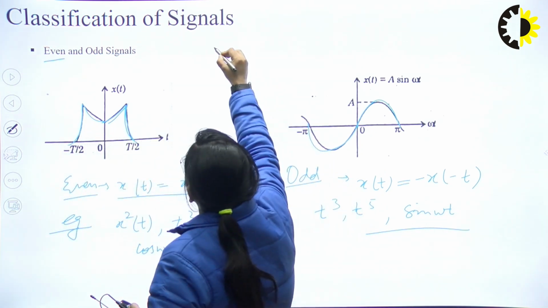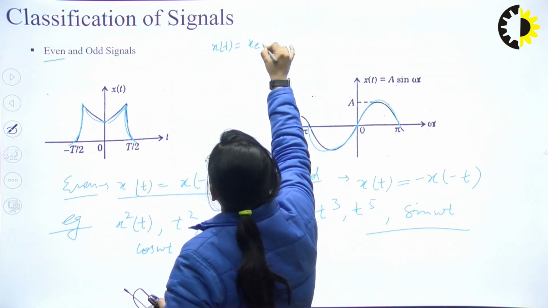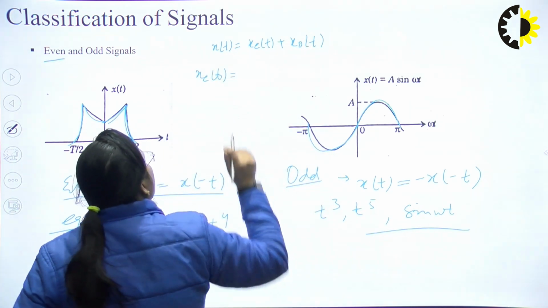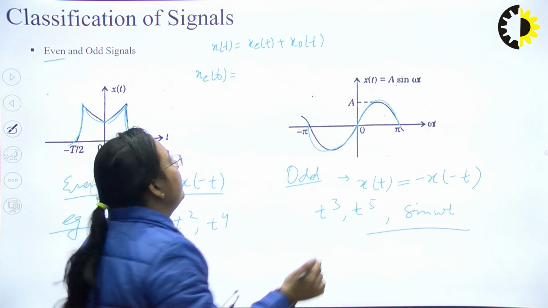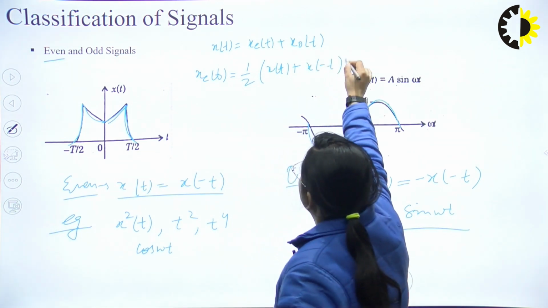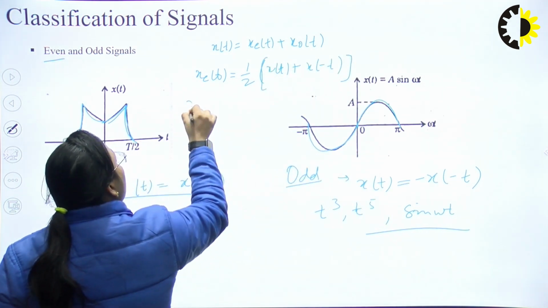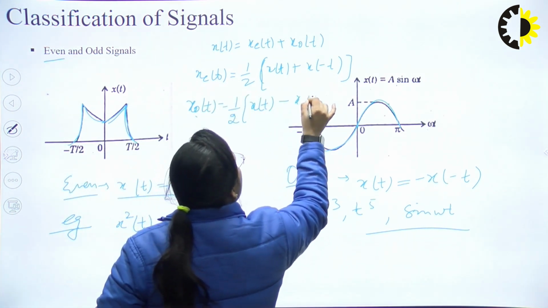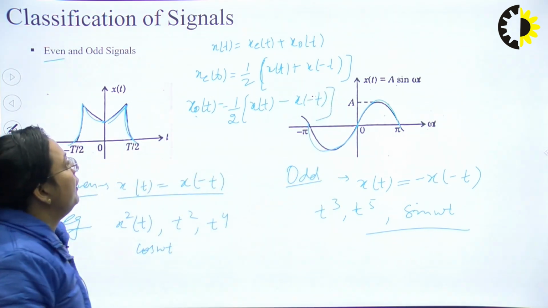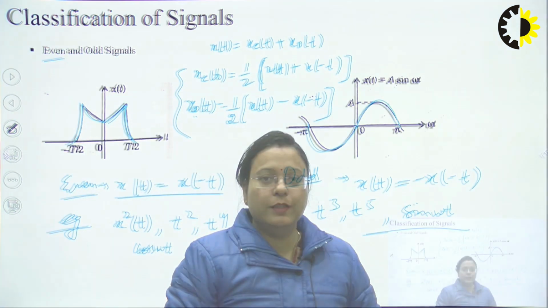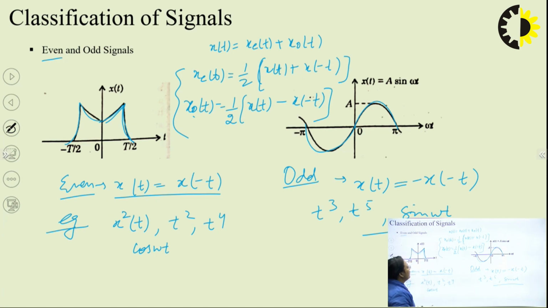A signal is composed of both even and odd parts. So for xt, if I have to find out the even component of any signal xt, then the value is 1 by 2 times xt plus x of minus t. And if I have to find out the odd part of any signal, then the value is 1 by 2 times x of t minus x of minus t. ठीक है? So अगर कोई even signal है, then we have to find out the odd component of that signal, and if signal is odd signal, then we have to find out the even component by using these two formulas.